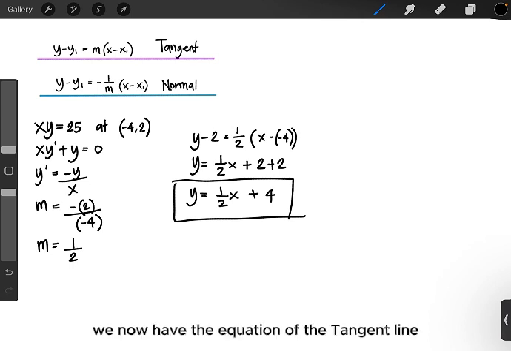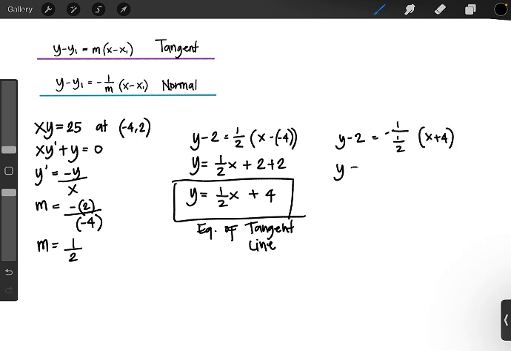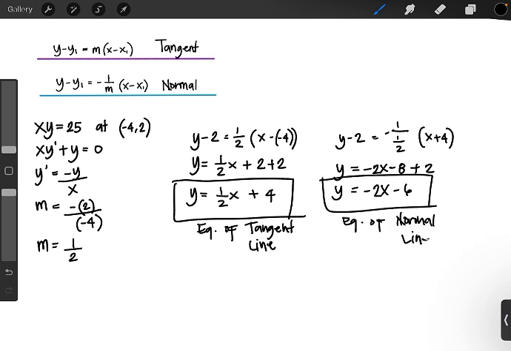We now have the equation of the tangent line to the curve. Next, in finding the normal line, we have Now we have the equation of tangent and normal line to the curve xy equals 25 at point -4 and 2.